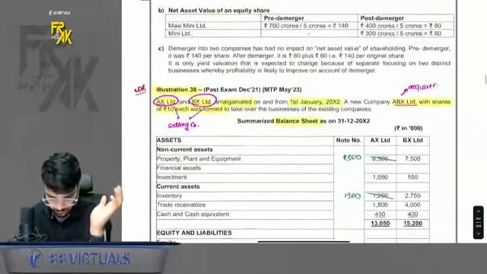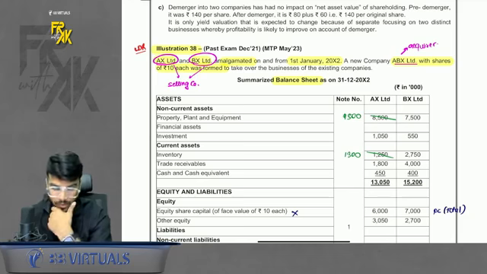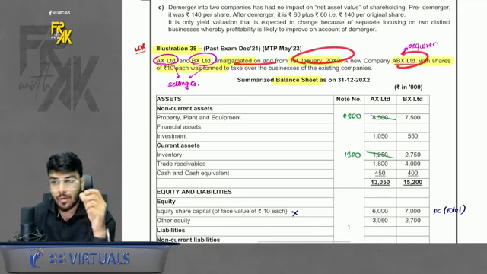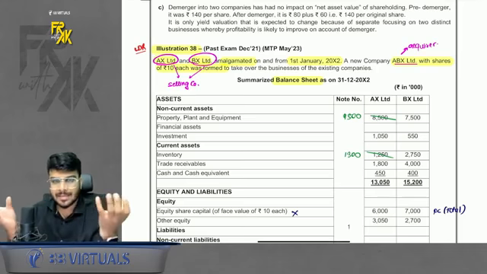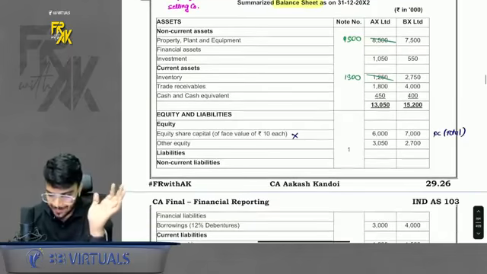Illustration number 38. You can see here, what does it say? It says AX, BX, we have two companies, they amalgamated on 1st January and formed a new company ABX. So AX, BX come together, form a new company ABX. Okay, so now they have given the balance sheet.